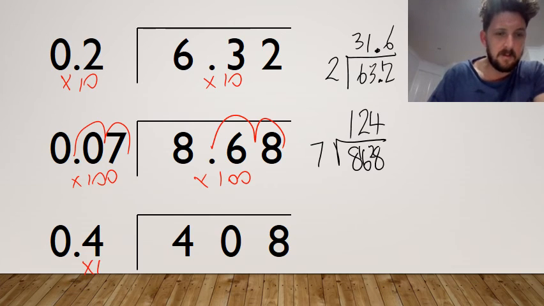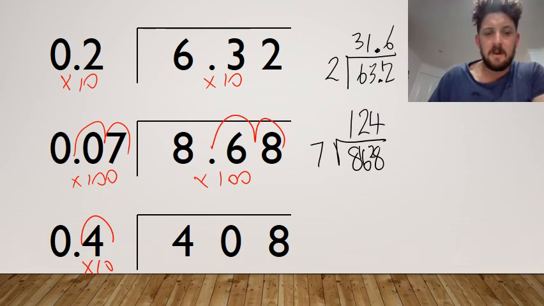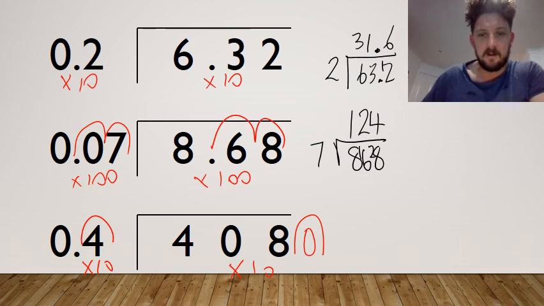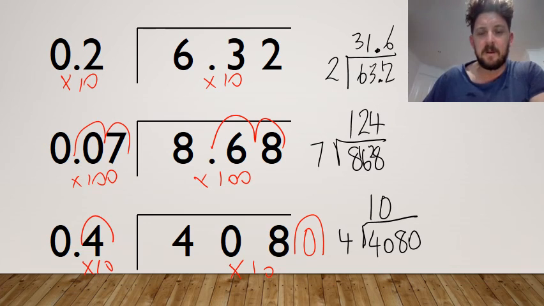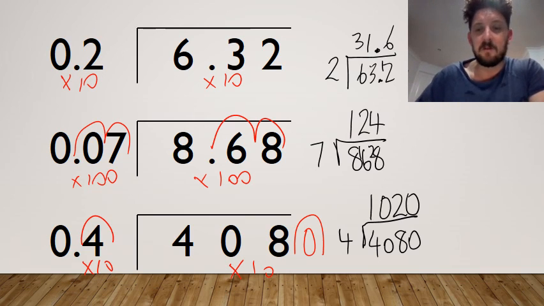The last one, we're going to multiply by 10 because it's 1 jump. And then I'm also going to multiply this one by 10, which means 1 jump, add my 0 in. If I rewrite out this sum, I have 4 into 4,080. 4 into 4 is 1. 4 into 0 is 0. Now make sure you always put your 0 in, because if you don't put your 0 in, gentlemen, your answer will be incorrect. 4 into 8 goes 2 times, and 4 into 0 goes 0 times. So my answer there is 1,020.